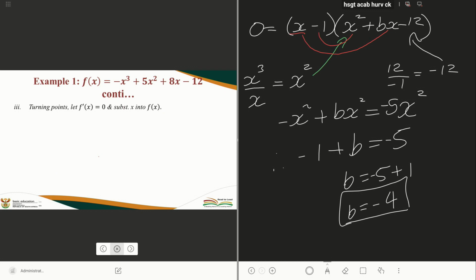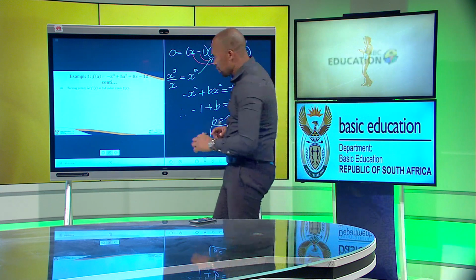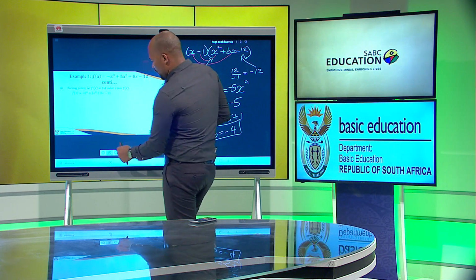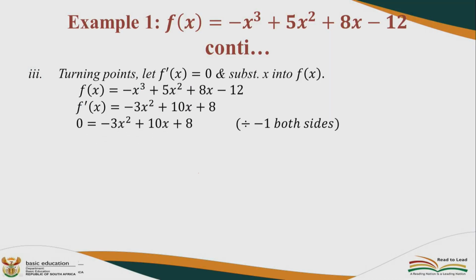And then, how can we get our turning point? Turning point, don't forget, is our stationary point. That's where you put the first derivative equal to 0. Look how simple it is. In the place of the first derivative I put 0, divide by negative 1 to come up with a positive answer. And then I factorize that part. I get those two factors.